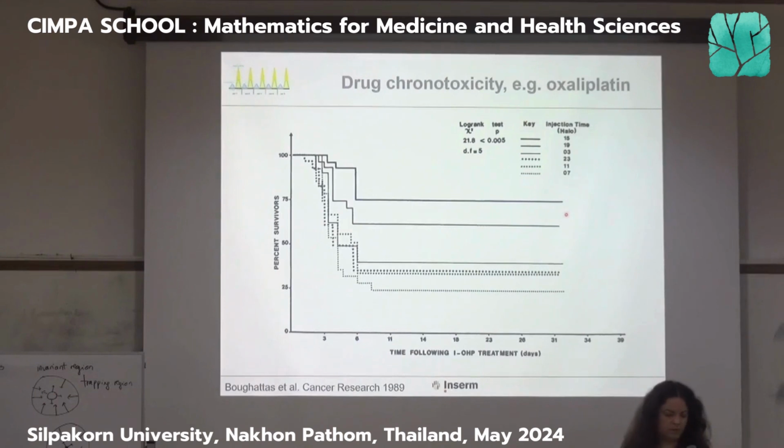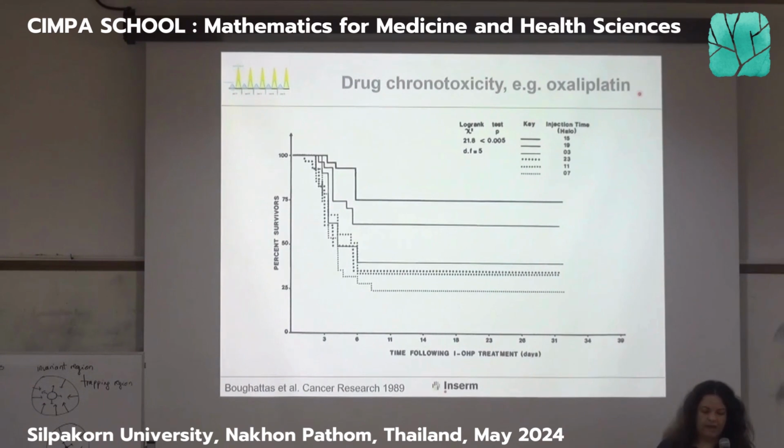So here is the experiment. You have your mice, and the mice are subjected to 12 hours of light and then 12 hours of darkness. So they are in normal conditions. And then you give one drug, which is called oxaliplatin, to the mice, and you keep the same drug for all mice. The only difference is going to be the time of day at which you are going to give the drug.